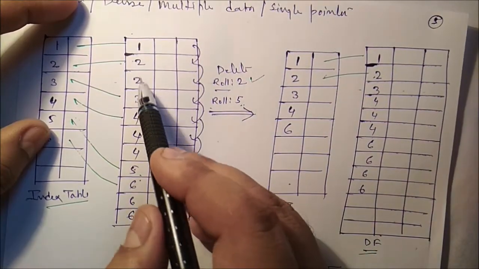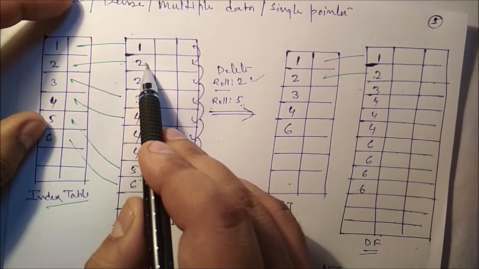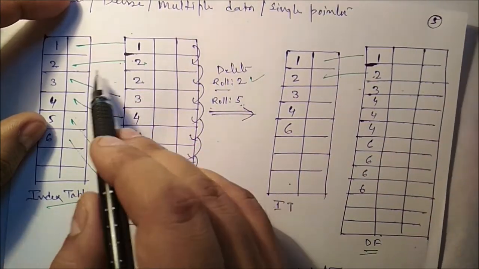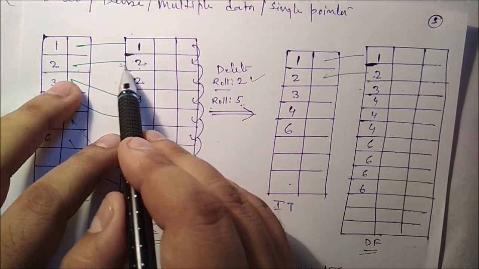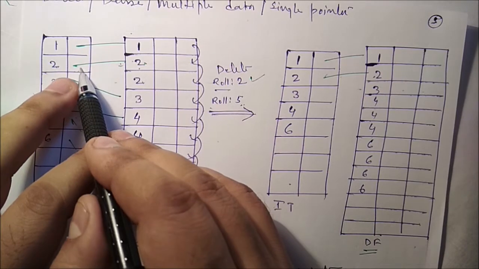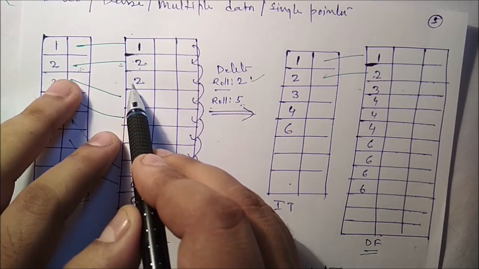Now, so two roll numbers are there. Suppose you want to delete these two. So if you want to delete these two, definitely we have to update. Here we store the address of the first 2, but if you want to delete this particular 2, here we have to update this particular part.